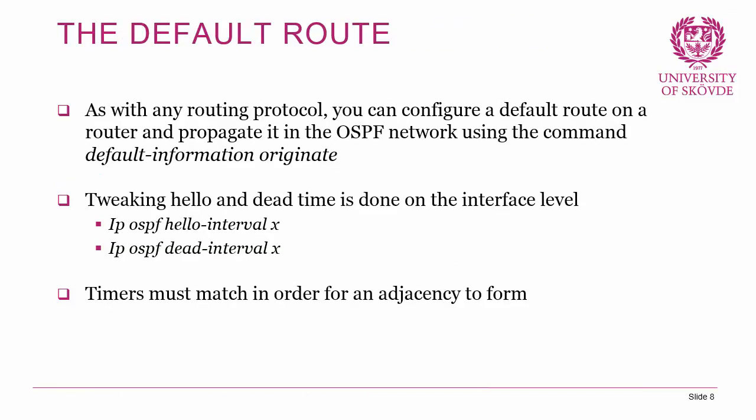Moving on to a slide on the default route. As with any routing protocol, you can configure a default route on an OSPF enabled router, and you can have OSPF distribute that route within the network. You do this with the OSPF command default-information originate, which is equivalent to redistribute static in EIGRP.